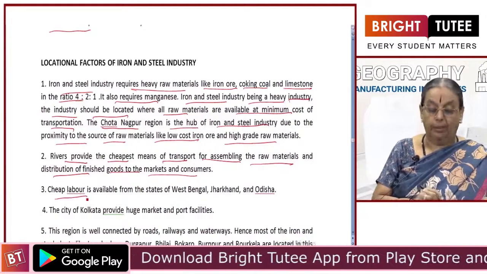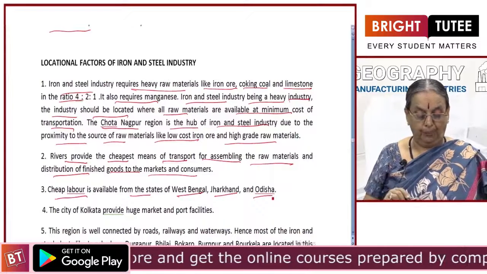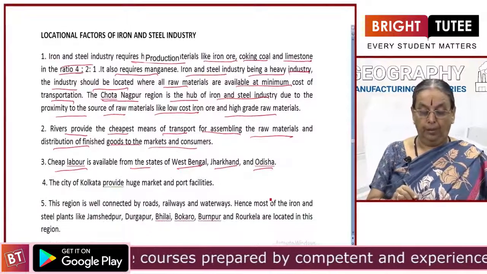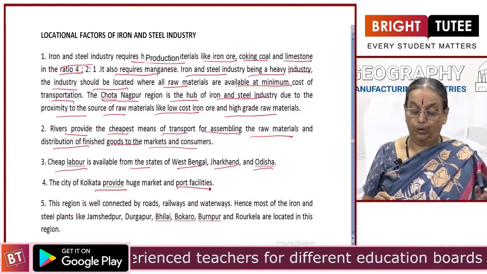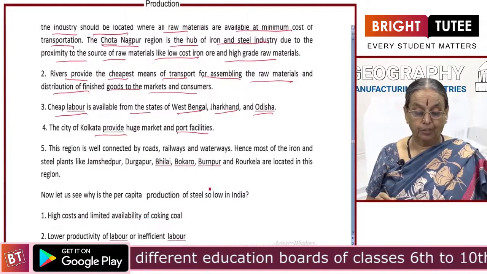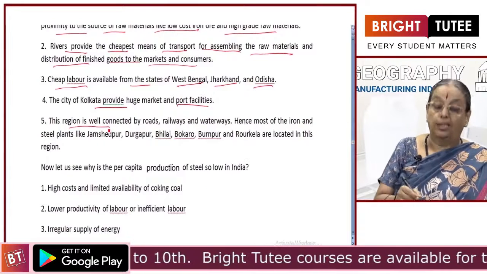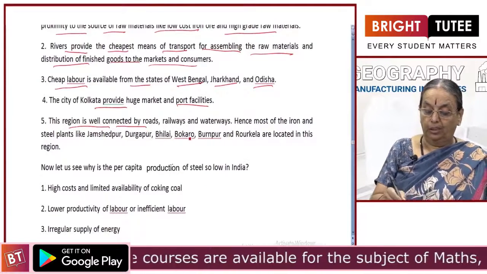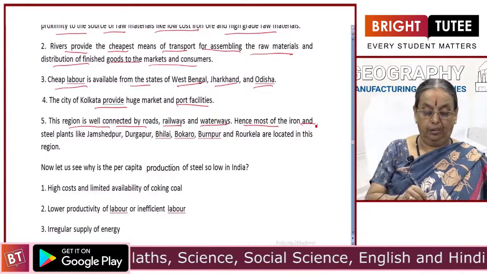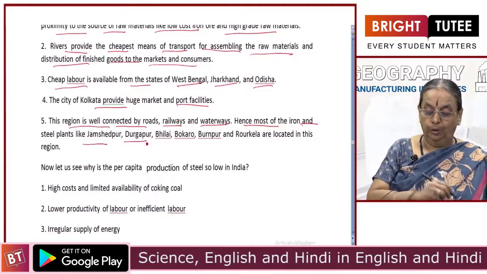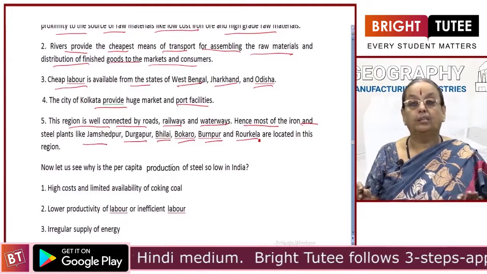Then cheap labor is available from the states of West Bengal, Jharkhand and Odisha. And the city of Kolkata provides a market as well as port facility for the export of iron and steel goods to the consuming markets. It is also highly accessible by means of roadways, railways and waterways, and hence most of the iron and steel plants like Jamshedpur, Durgapur, Bhilai, Bokaro, Burnpur and Rourkela are located in this region.